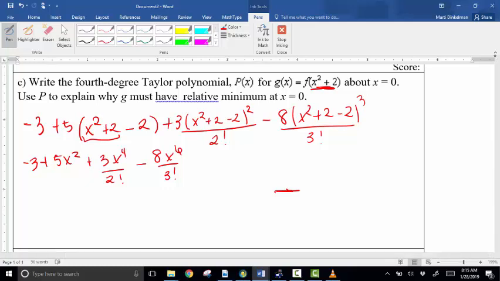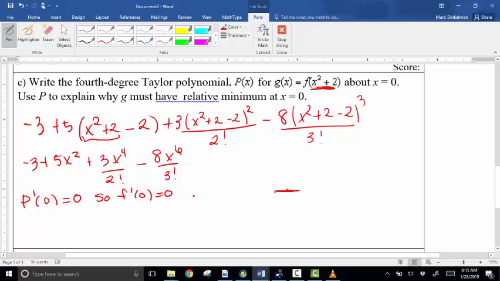So use this polynomial to explain why g must have a relative minimum. The first thing we need to know is that for a min or max, the derivative has to be 0 or undefined. That would be the first thing. So I'm going to say p prime of 0 is 0. So f prime of 0 is 0. And I'm going to write this even though you might not have to write this, meaning 0 is a candidate, or a max or min.